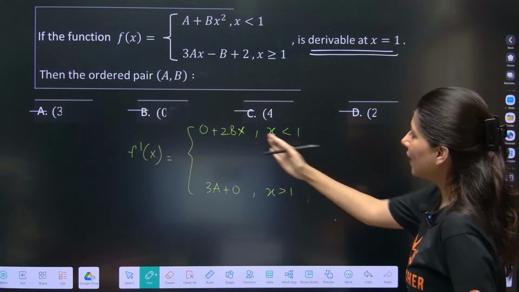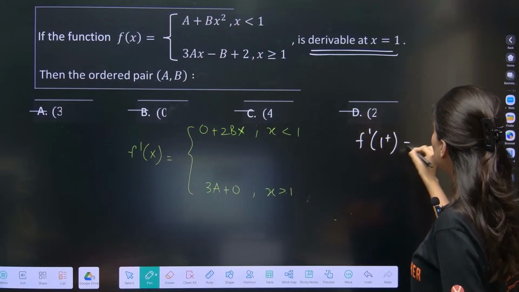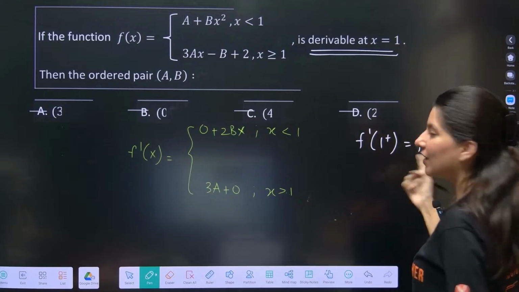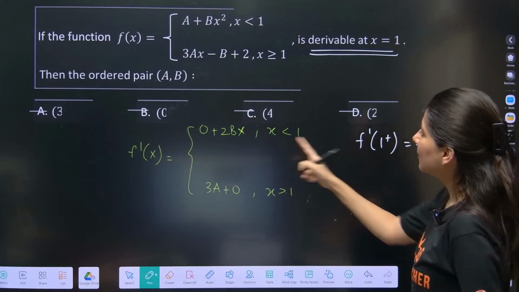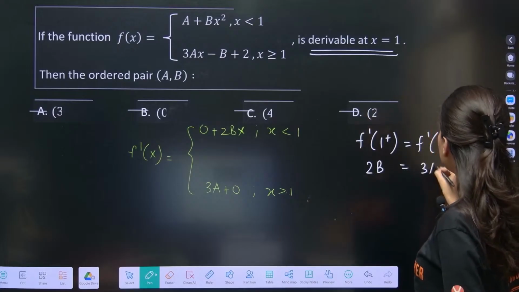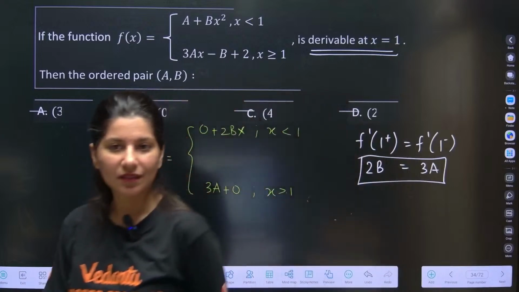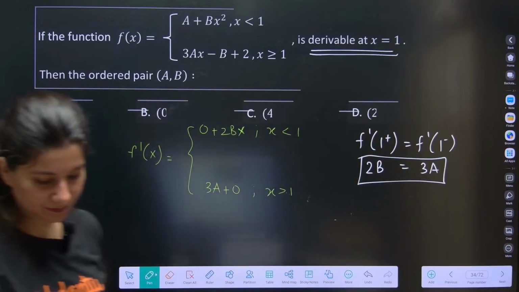Okay, so now at 1 it is differentiable. So put 1, left hand derivative should be equals to right hand derivative. So f dash 1 plus should be equals to f dash 1 minus. So now 2b into 1 is equals to 3a, first thing. But ma'am, only one equation we are getting. How to get the second equation?